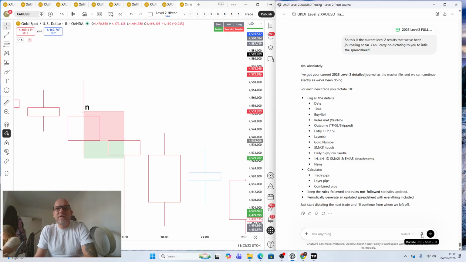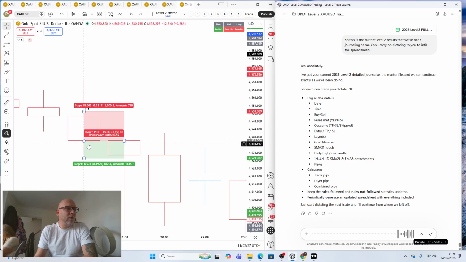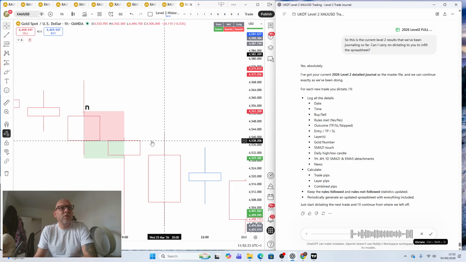And all I'm going to do is dictate, right: first trade was on Wednesday the 25th of March 2026 at 6 p.m. Entry price was 4538, so 4,538. Stop loss was 4,553, and take profit is 4,529. The trade hit take profit on the next hour candle.